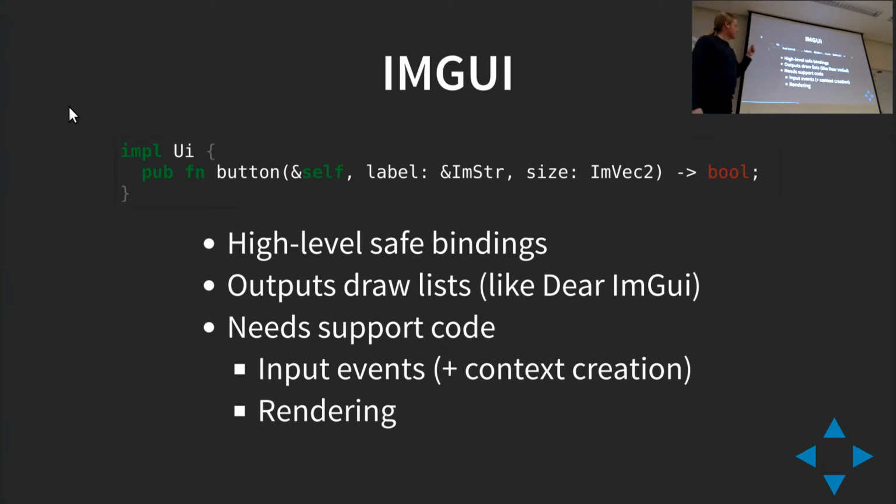Note that it takes a self parameter. So we are inside the UI implementation, so you can't call this anywhere. You need to have the UI reference to call this function. Okay, and in practice, if you want to use this, you also need some support code, which is what I showed earlier. So some input event, context creation stuff, and rendering as well. But yeah, this is the main crate.